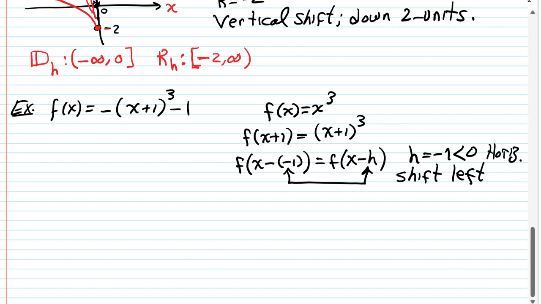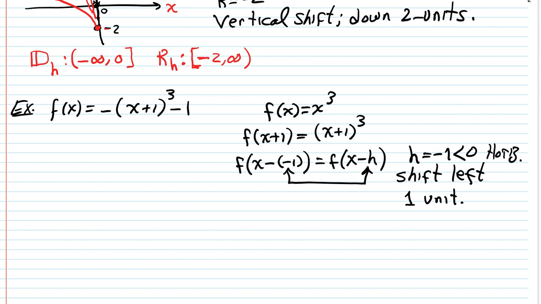Horizontal shift left. And how many units? 1 unit, the absolute value of -1. 1 unit left. And again, you can see it in here. What makes x plus 1 equal 0? -1. So h is -1. h is always what makes the inside of the function 0.